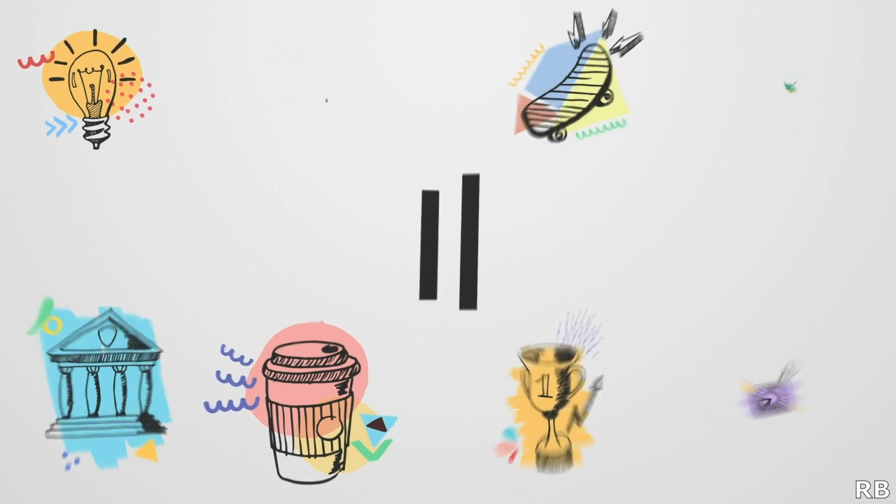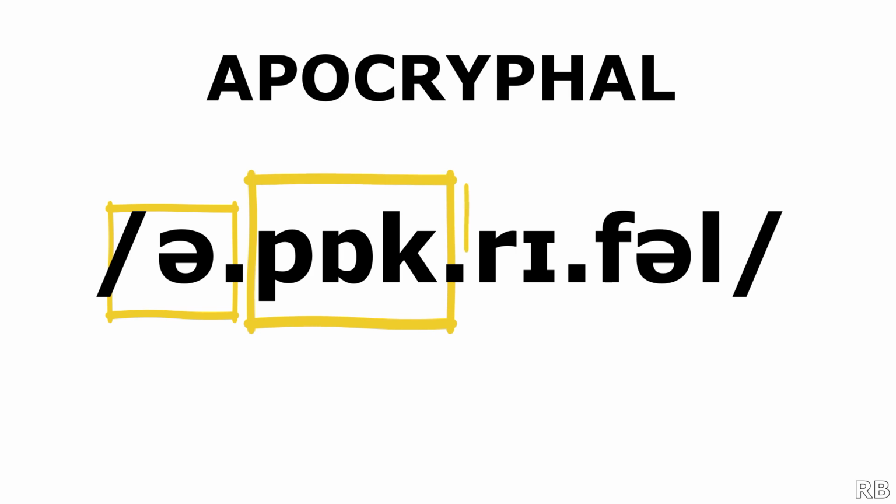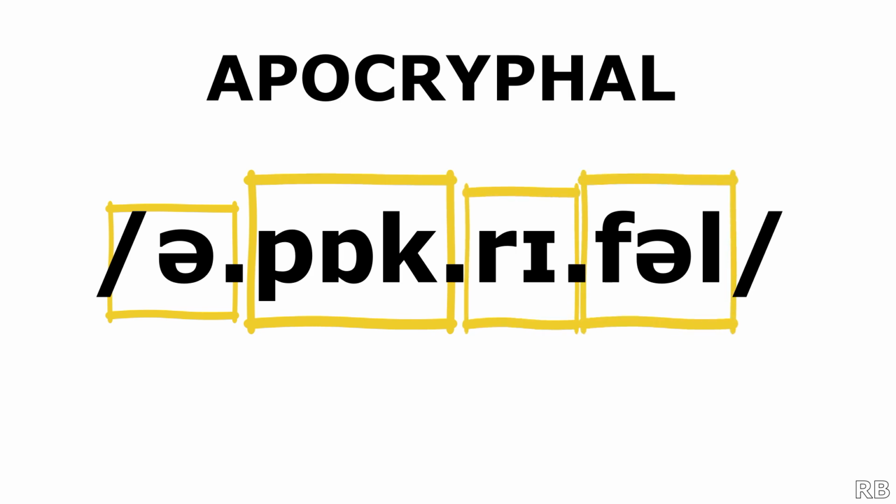Today we're going to learn how to use the word apocryphal. As you can see, there are four syllables: a, then poc, then re, and lastly phal. Apocryphal. The stress is on the second syllable.